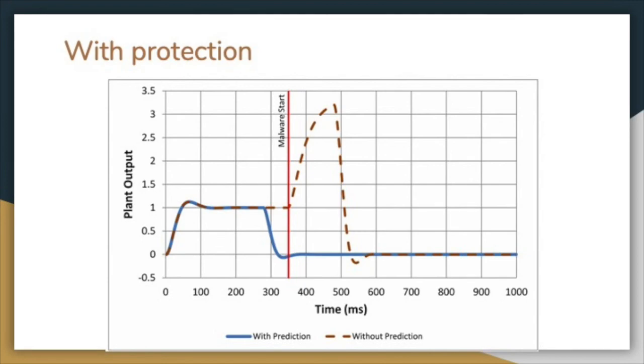The blue line, on the other hand, shows the plant behavior when both the hardware monitor and prediction features are enabled. So with prediction, the hardware monitor proactively invokes the backup controller before the malware even takes effect, thus preventing the plant from reaching an unsafe state. This is because the prediction unit forecasts the future consequences of the malware.